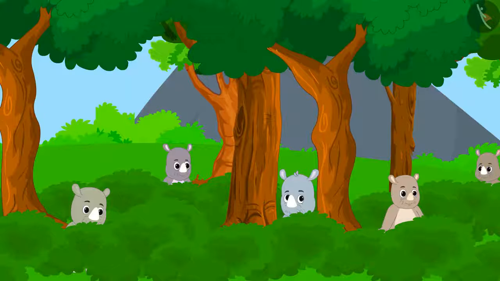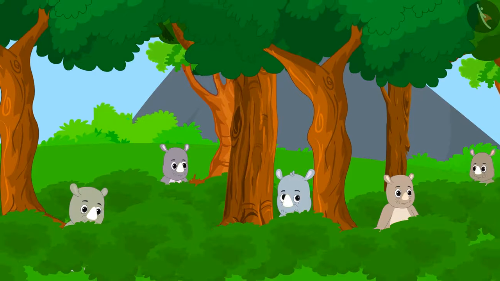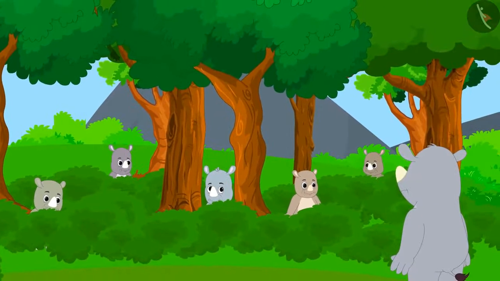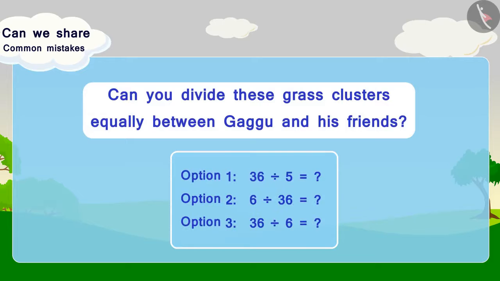There are 36 clusters in total. Can you divide these grass clusters equally between Gaggu and his friends? Can you choose the correct option from the options given below? Let us evaluate each option to find the right one.